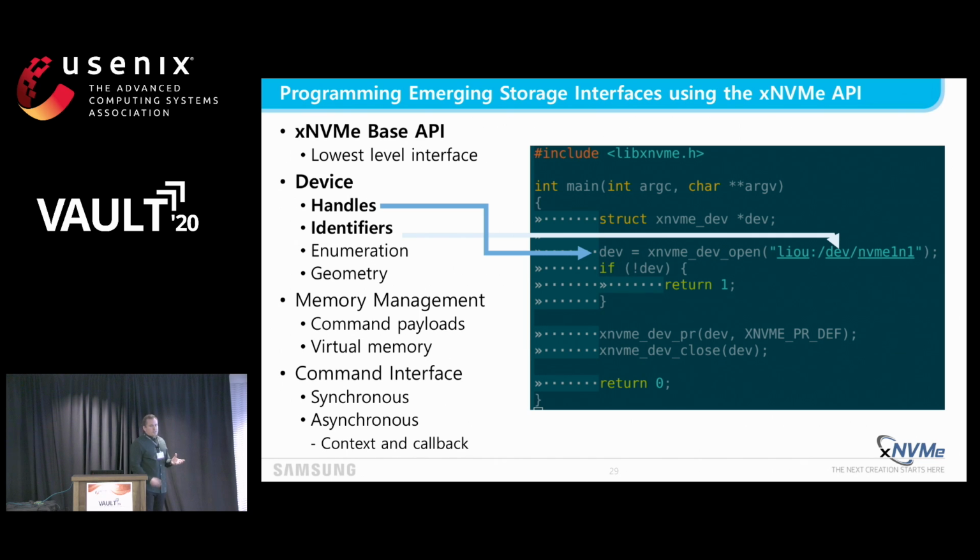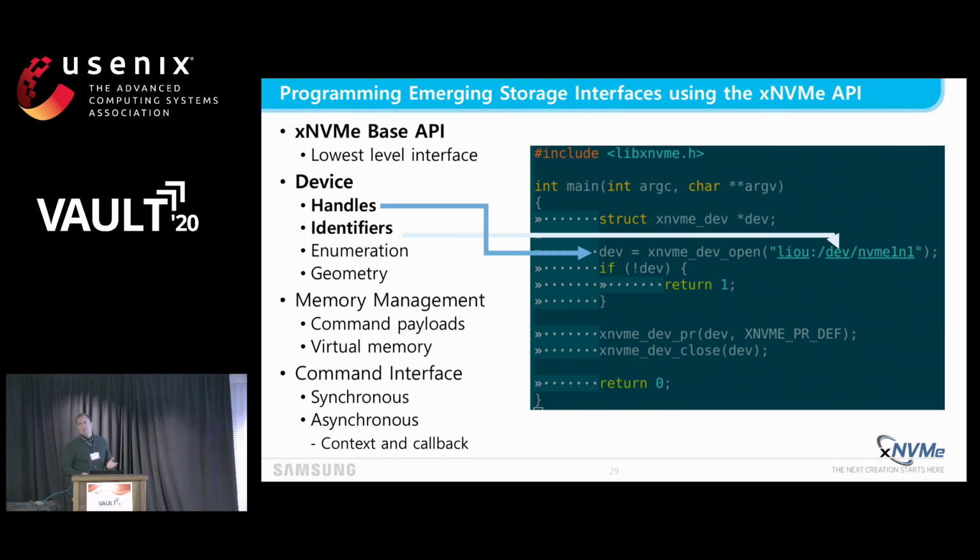So using the actual API looks like this. In your application, you just do xNVMe device open, and you provide that identifier. So if you've used SPDK before, you have like those 300 lines of enumeration and all of that stuff, and here you just provide it, and then it opens up if it works, or gives you a fitting error code if it doesn't work.